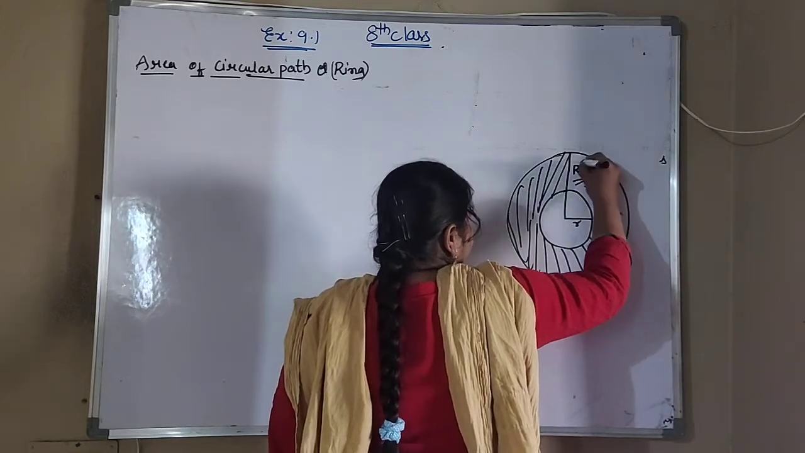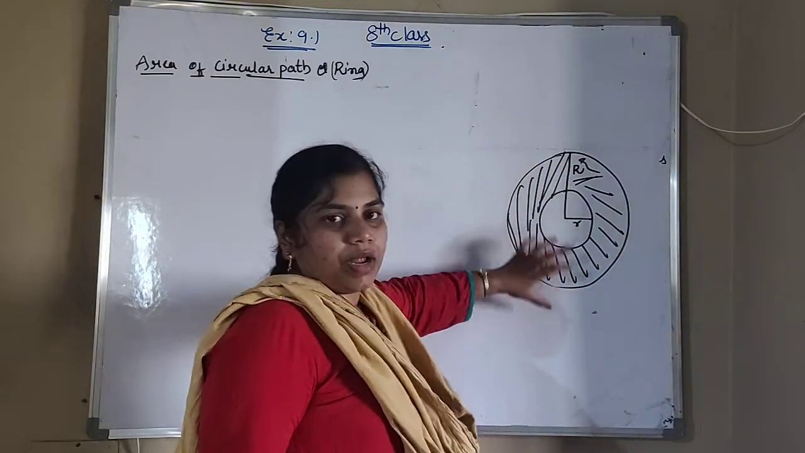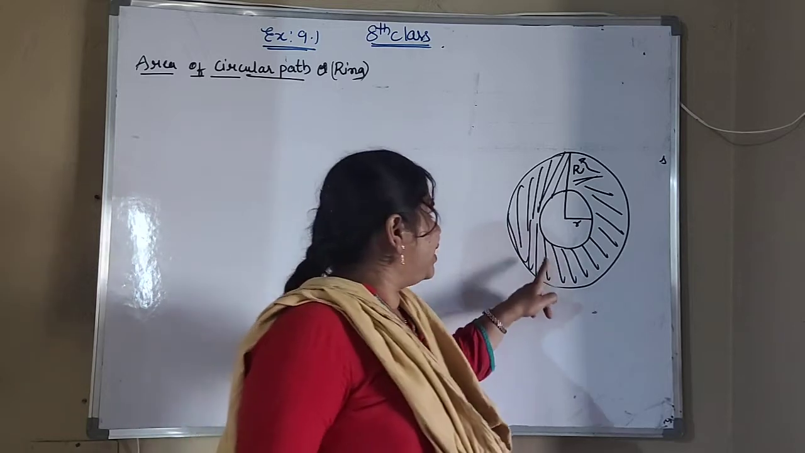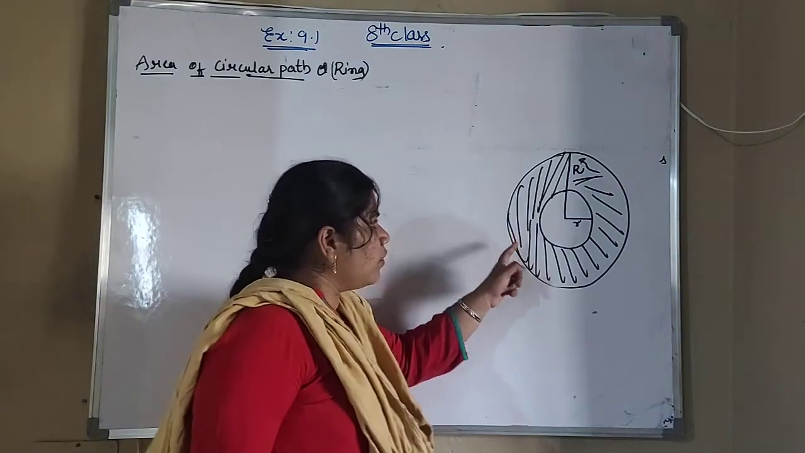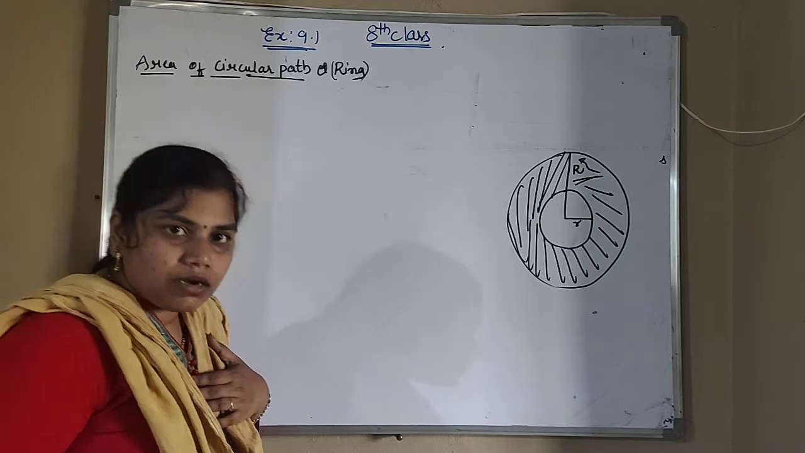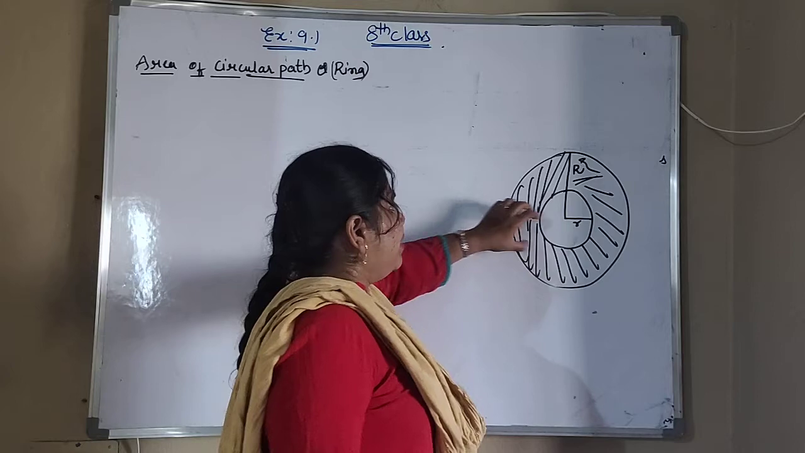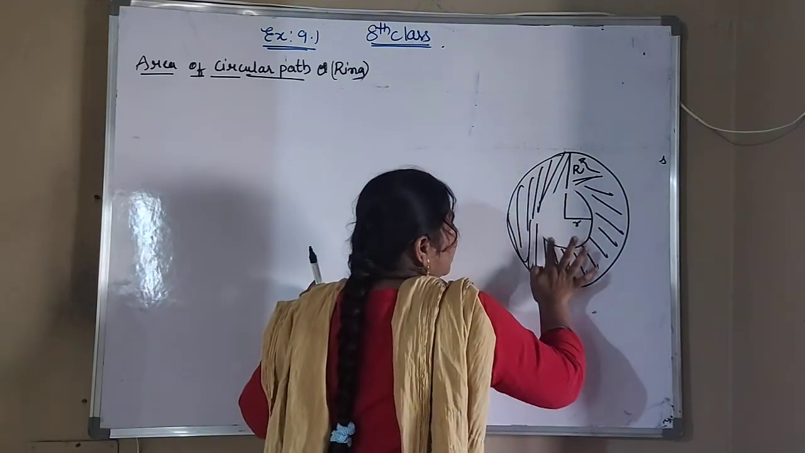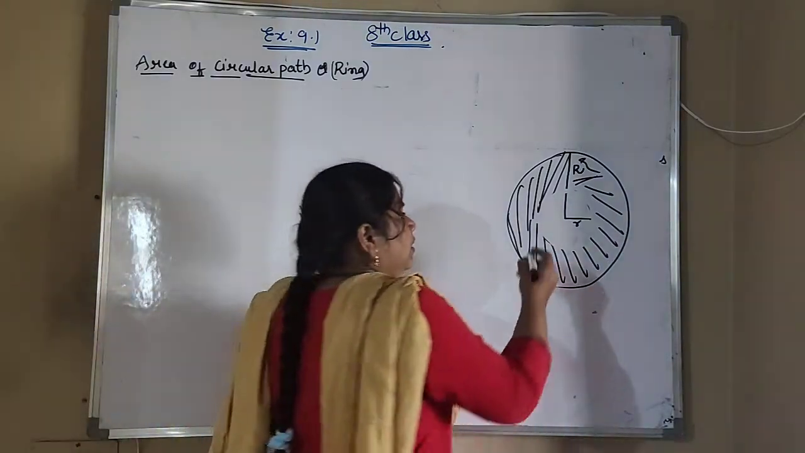Okay, so how to find this space now? From the area of the outer circle, if you remove the inner circle value, you will get the area of a ring here. Okay, area of a circular path. So what am I doing? I want to find the area of a circular path. For that, from the outer circle, I am removing this inner circle. So from the outer circle, if you remove this inner circle, what will be the remaining value? That will be the circular path.